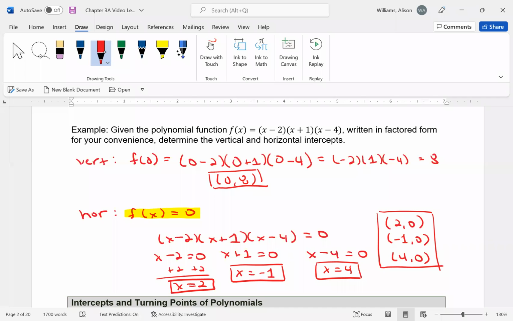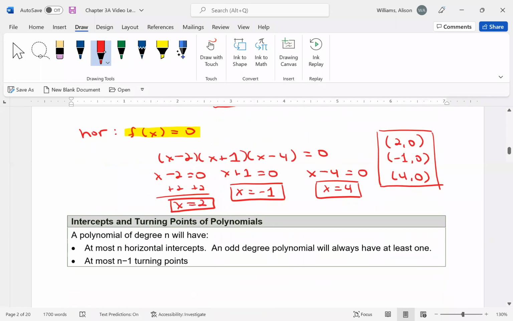All right, now let's talk a little bit more about turning points and intercepts. So really quick, a polynomial of degree n, where the highest degree is n, so maybe it's 3, will have at most n horizontal intercepts. So if I'm talking about f of x equaling x cubed, and that happens to be the highest one, it would have at most 3 horizontal intercepts. An odd degree polynomial will always have at least 1 intercept.